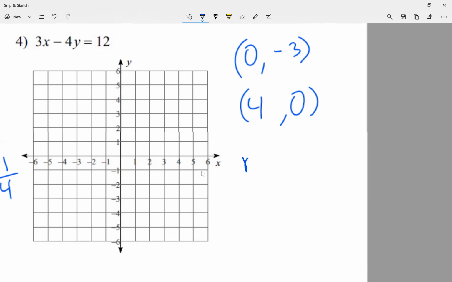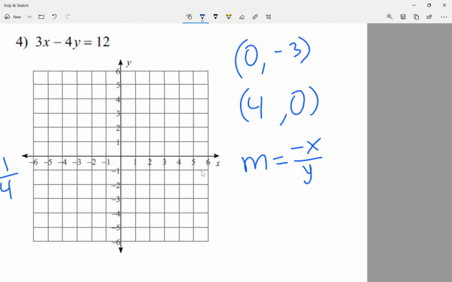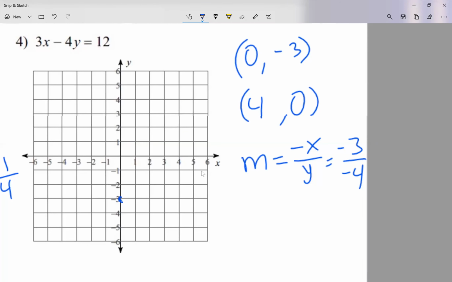I'm even going to get the slope, because what if I need it? Remember, negative x over y. So it's going to give me a negative 3 over a negative 4. All right. My first point, I can graph it, right? 0, negative 3. It's right there. The other point, 4, 0, I can graph it. I have a slope as well. I'm not even going to worry about this. I don't need the slope. I have enough. So I'm just going to graph. I'm going to draw a line.